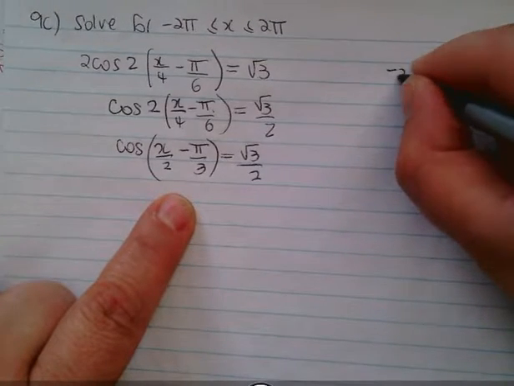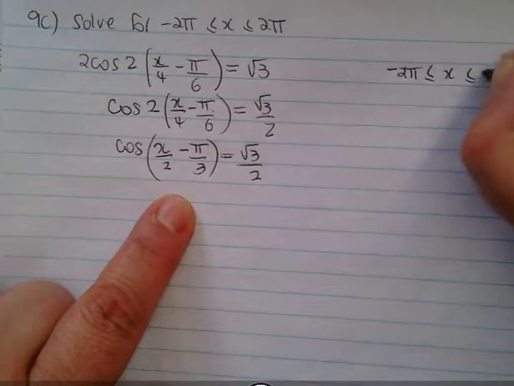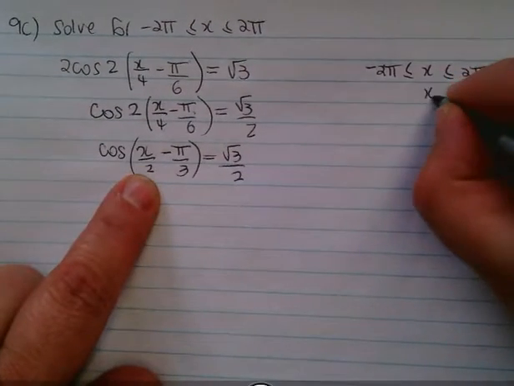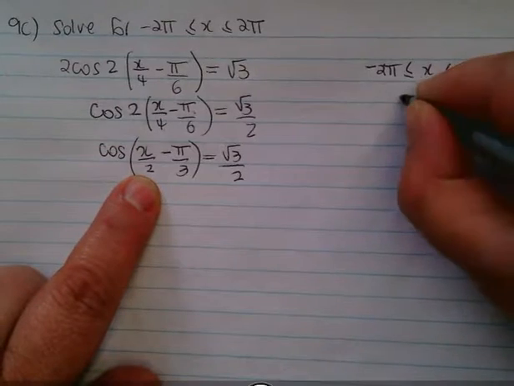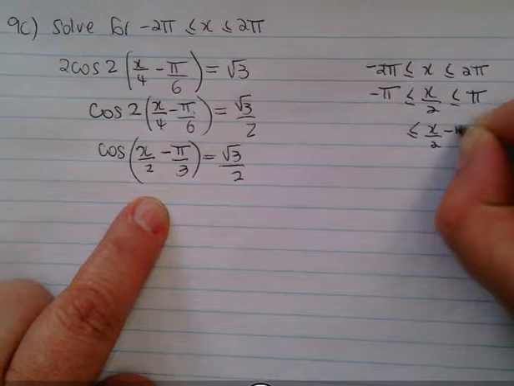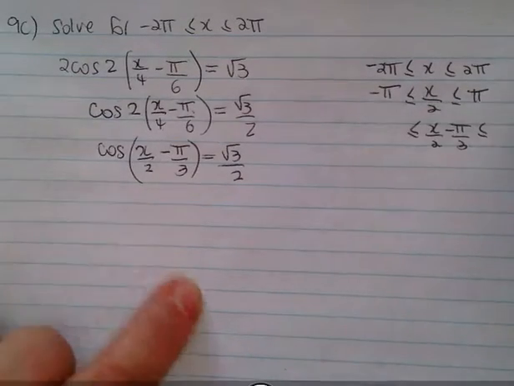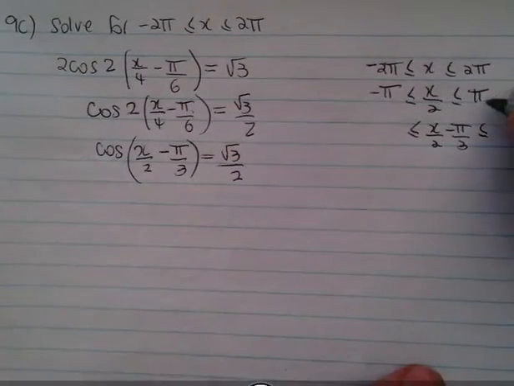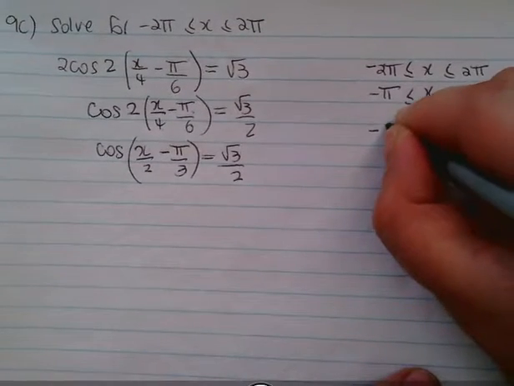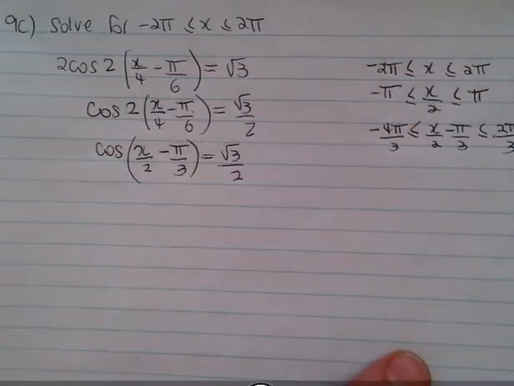So remember, it's from negative 2 pi to 2 pi for x. But we've got x on 2, so dividing each of those by 2, we'll be solving from negative pi to pi. And then we've also got to subtract pi on 3, or a third pi, from each of those. So 1 minus a third is 2/3. And negative 1 minus a third is negative 1 1/3, which is negative 4 pi on 3.